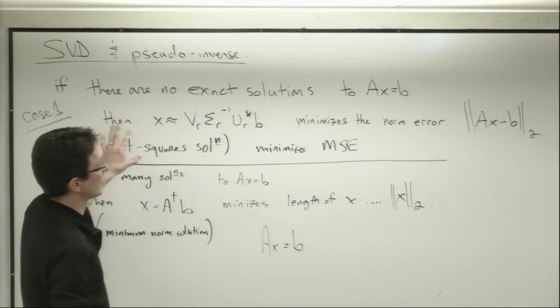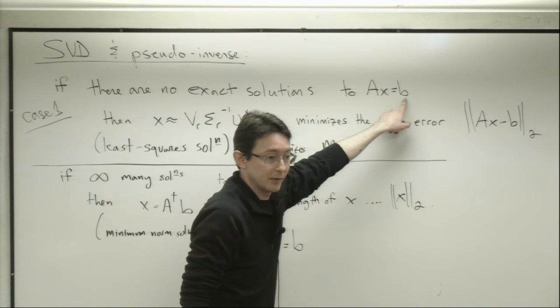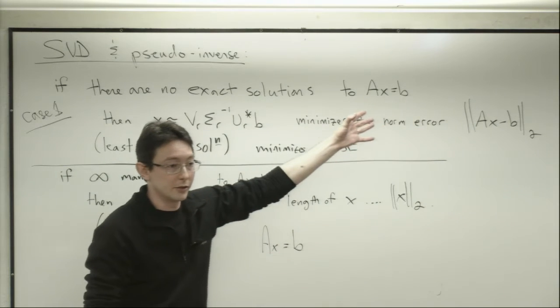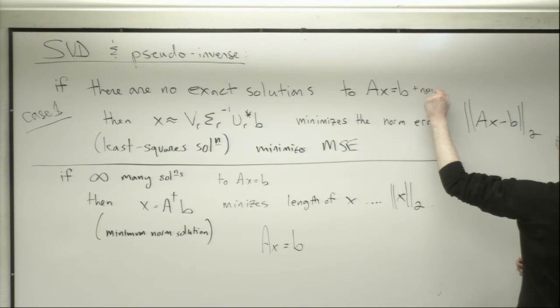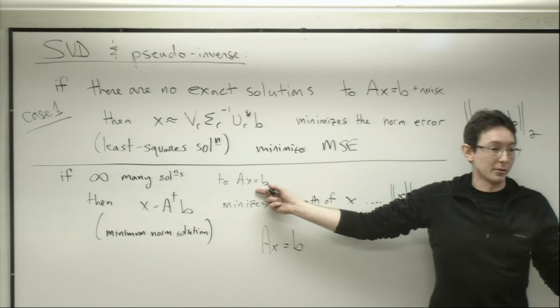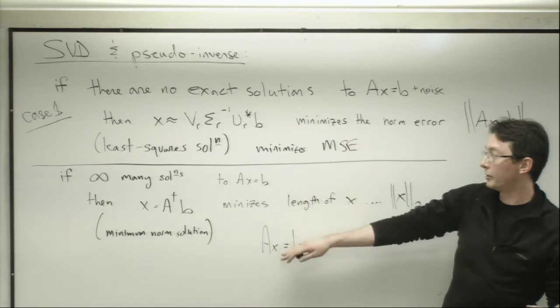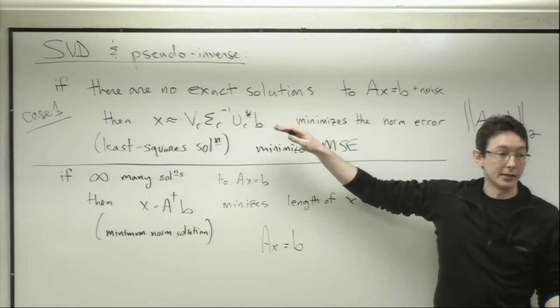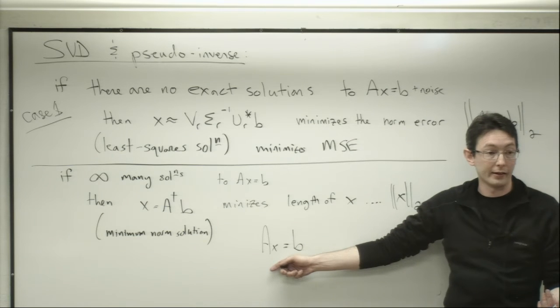So the pseudo inverse is incredibly powerful. Oftentimes we have systems of equations Ax equals b where there's either no exact solutions because there's noise, or there might be infinitely many solutions because I don't have enough measurements. And in either case, the pseudo inverse is giving me an optimal solution in a way that makes physical sense. It's either minimizing the error or it's minimizing the norm of x.